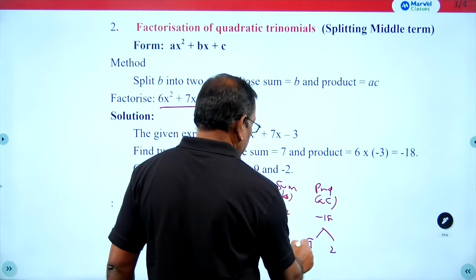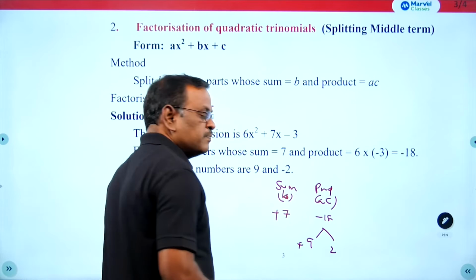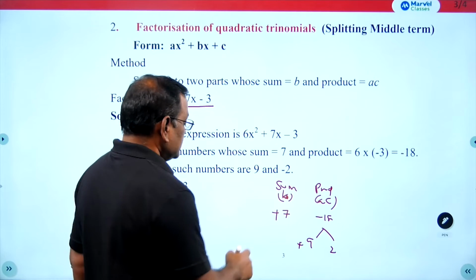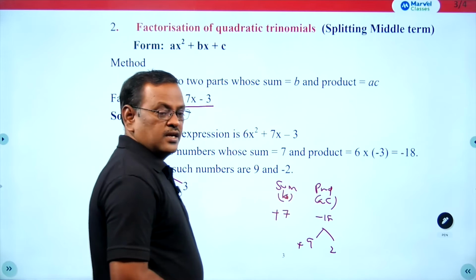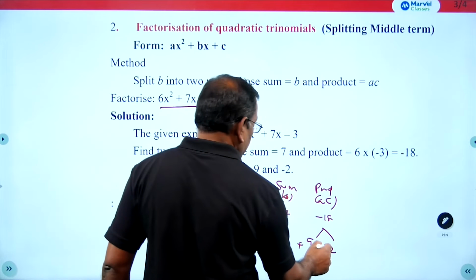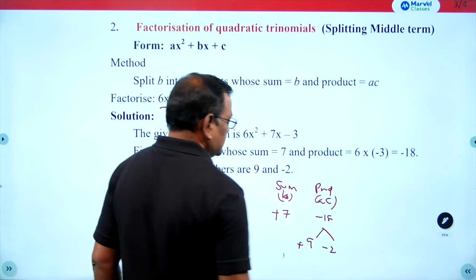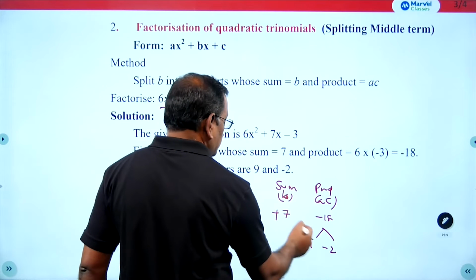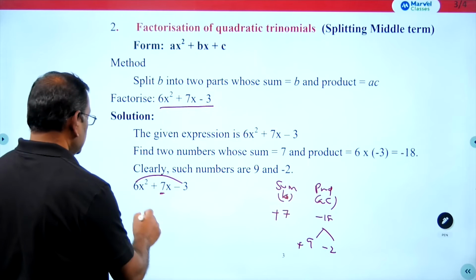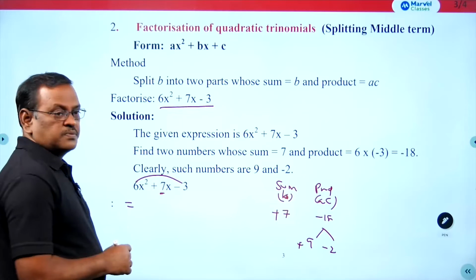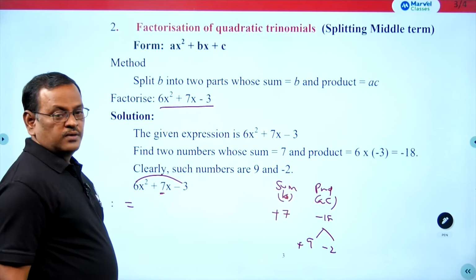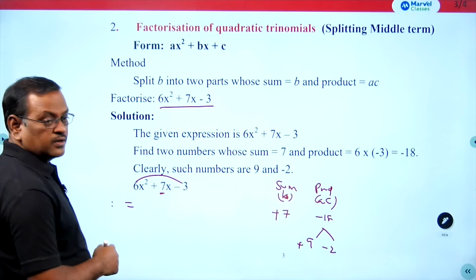The sign of the larger factor is similar to the sign of the sum. Here the sum is positive, and hence the larger factor is positive. Therefore, the other factor is negative. 9 into minus 2 is minus 18, and 9 minus 2 is plus 7. Therefore, this trinomial expression is converted into 4 terms. An expression which has 3 terms is converted into 4 terms.